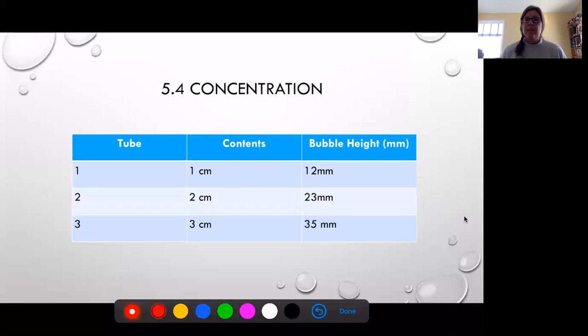Here are the numbers I would like you to use for this lab. So again, we gave you 20 seconds and we said at the end of 20 seconds, measure the bubble height. Well, the one worker only got 12 millimeters of product. 2 centimeters got 23 and 3 got 35.